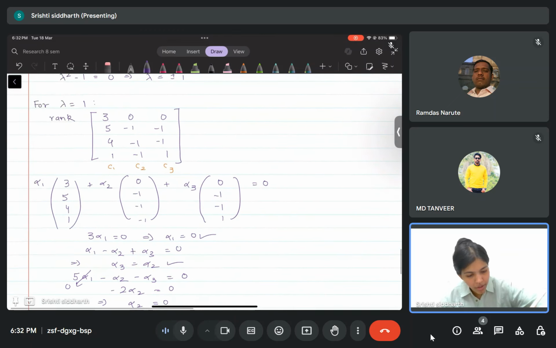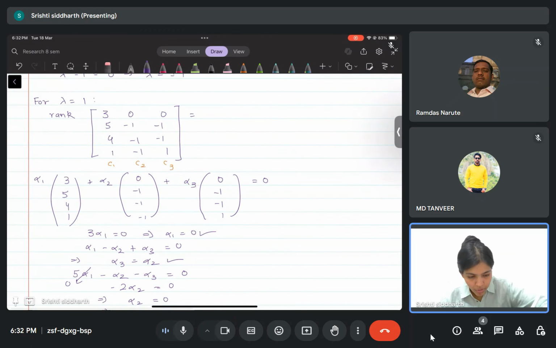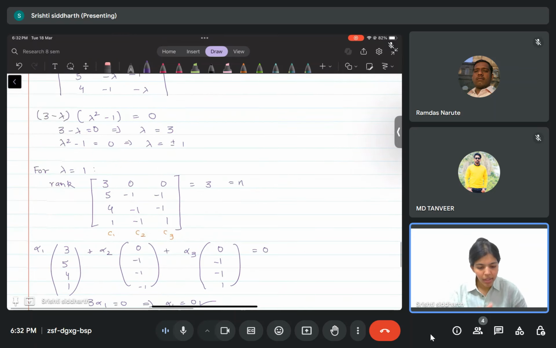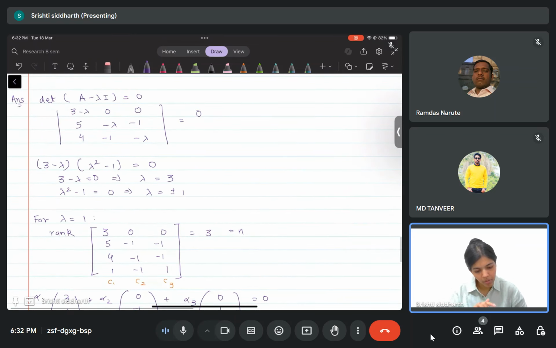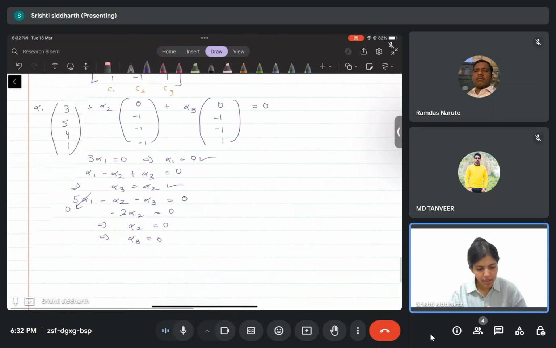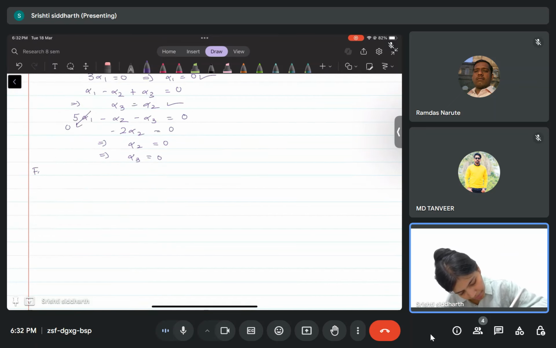So we have 3 linearly independent columns, therefore the rank is 3. We cannot conclude anything as of now because we also have to check for lambda equals 3. So let's do that.